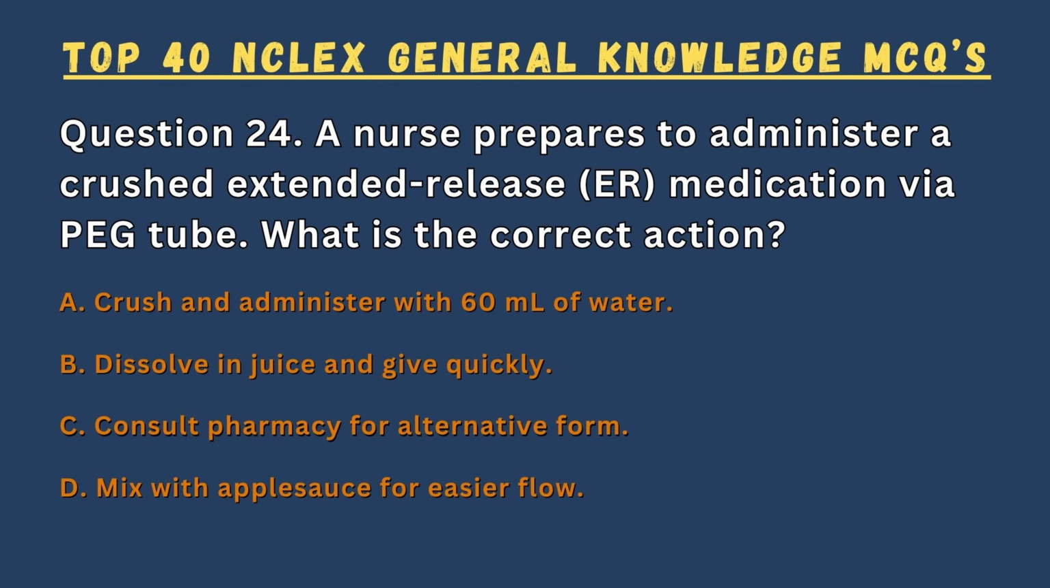Question 24. A nurse prepares to administer a crushed extended release (ER) medication via PEG tube. What is the correct action? A. Crush and administer with 60 milliliters of water. B. Dissolve in juice and give quickly. C. Consult pharmacy for alternative form. D. Mix with applesauce for easier flow.